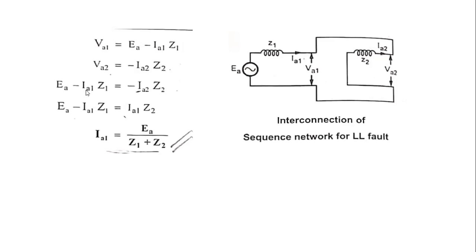From this equation, we write down the formula for IA1. IA1 is equal to EA by (Z1 plus Z2). Therefore, when the fault occurs between the B and C phases, the positive sequence current at A phase, IA1, is equal to EA by (Z1 plus Z2). Understand?